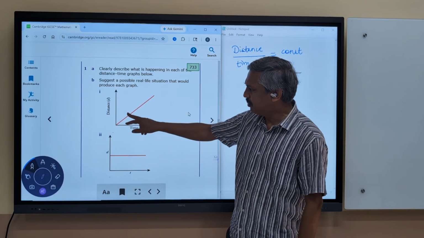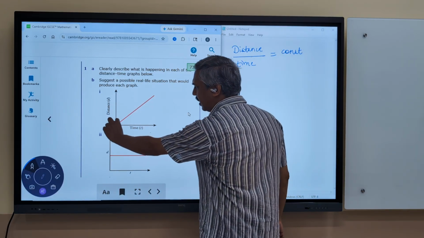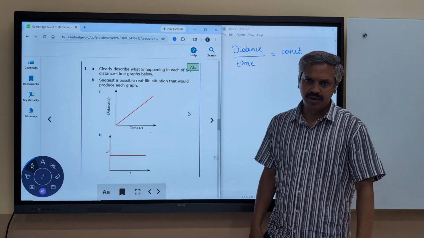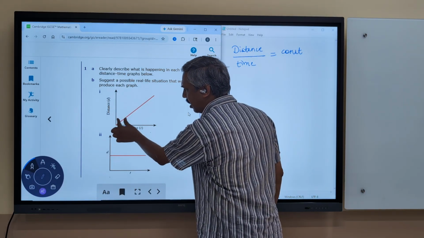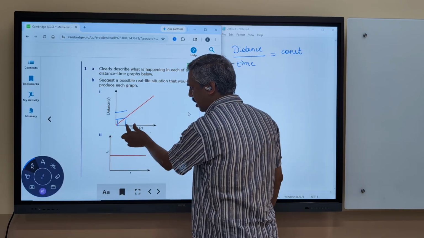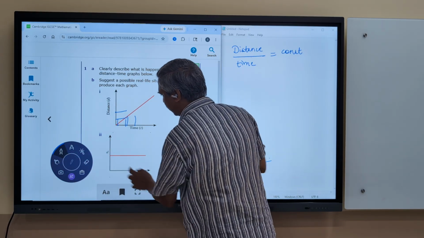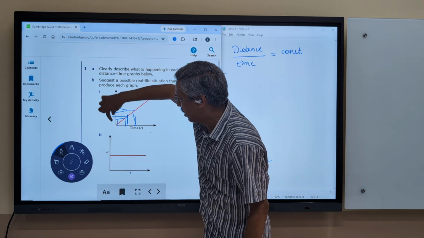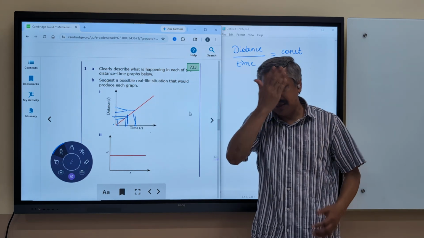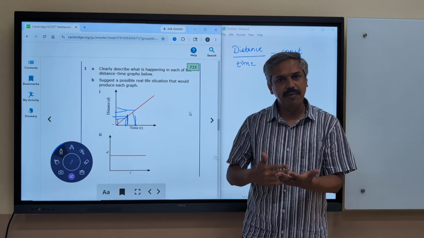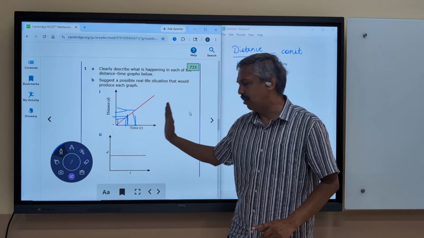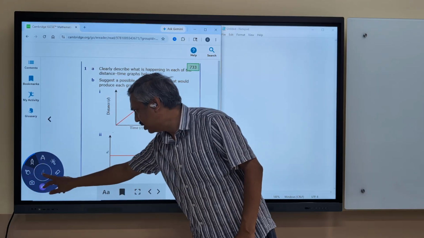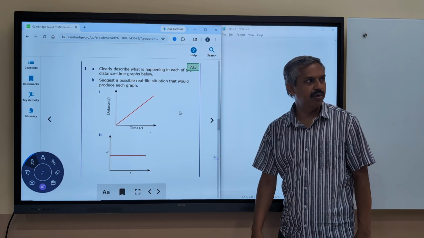The most important observation about this graph is that the increase in distance is the same when the increase in time is also the same. In 1 minute here, you travel this much distance. In 1 minute here, you will again travel the same distance. The increment in distance upon increment in time is the same for all values. This is when we say the speed is uniform. So this is a graph of uniform speed or uniform velocity.